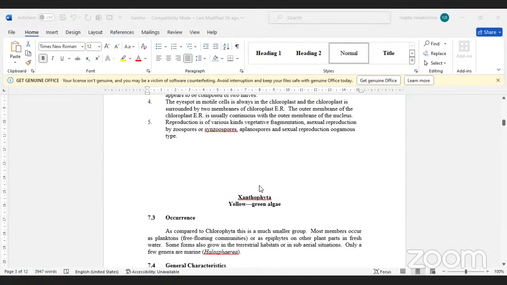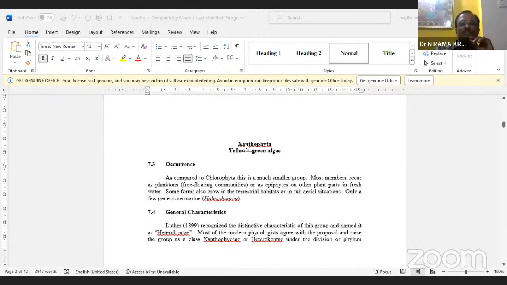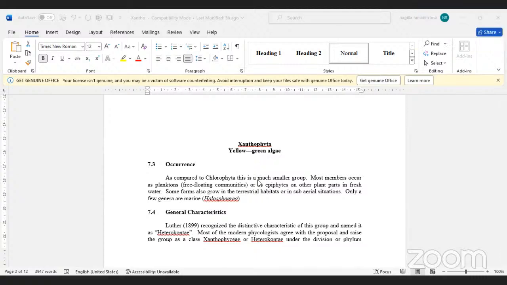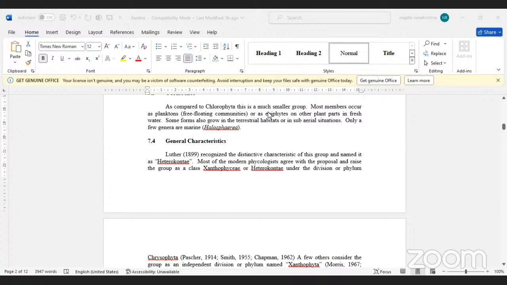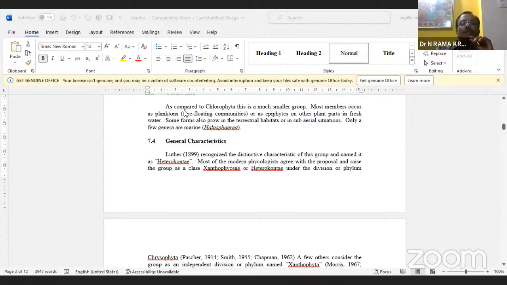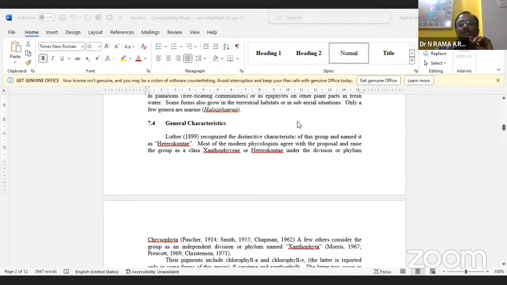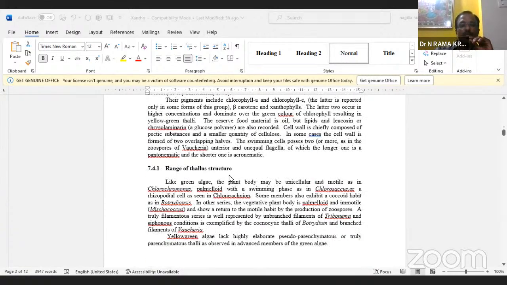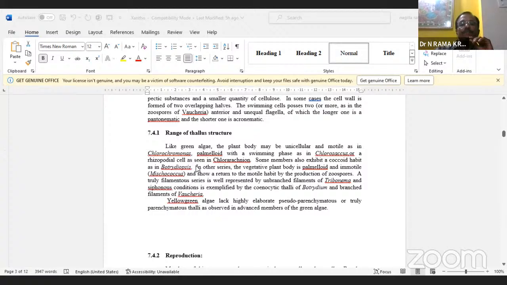Yes, sir. Now you see here, this is Xanthophyta, the yellow-green algae. Is it clear? Yes, sir. In comparison to Chlorophyta, this is a much smaller group. These are epiphytes, terrestrial genera. Now you see a range of thallus structures.